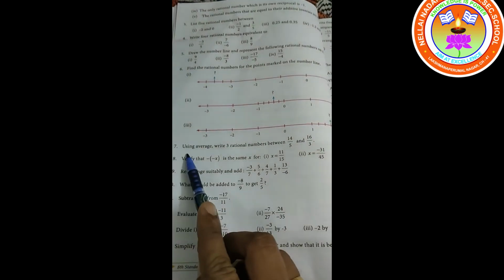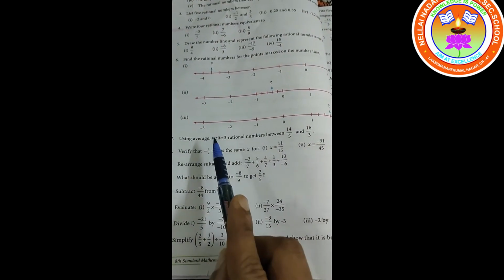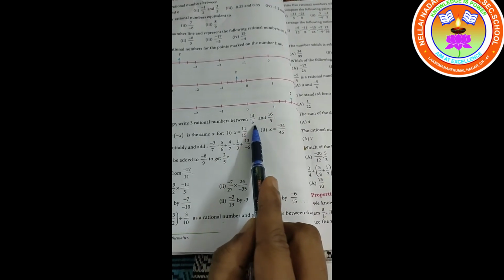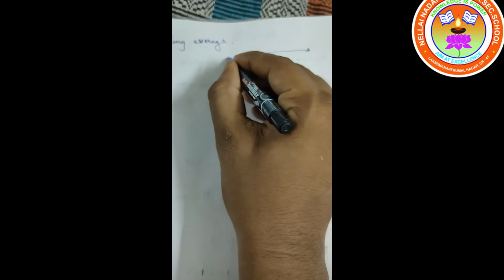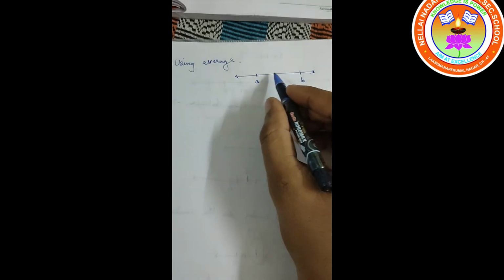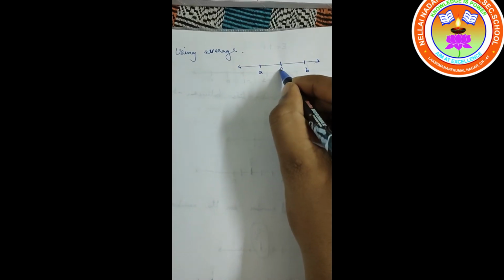Now we will see the next question, that is the 7th question. Using average, write 3 rational numbers between 14 by 5 and 16 by 3. So using average, that is by the formula method, you consider a number line. There are 2 rational numbers given, considered as A and B. How will you find C in between?